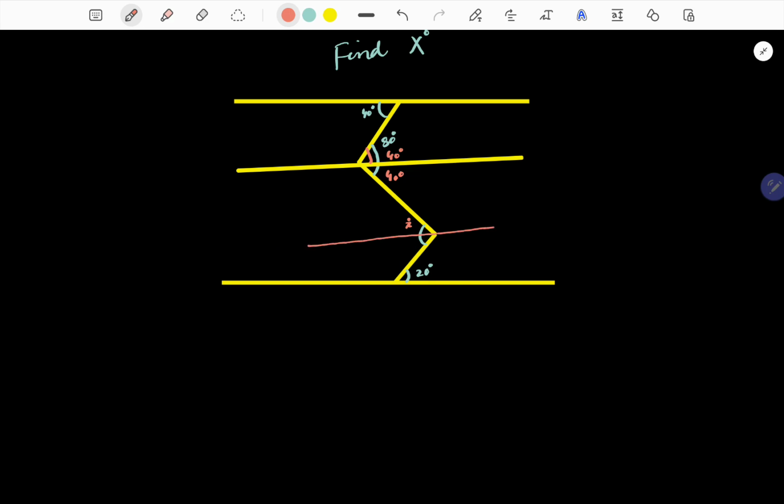draw a line parallel to the other lines. From here we know that this is 20 degrees, so the alternate angle here is also 20 degrees, and on the same line, as this is 40 degrees, so this angle is 40 degrees. So the angle x is equal to 20 degrees plus 40 degrees, which is equal to 60 degrees. And that is the answer.